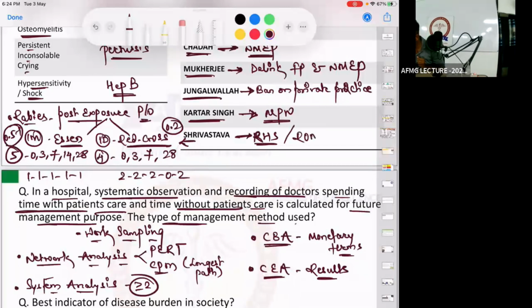They also worked on medical education. Okay, no issues with this. I hope so. At least this much you will remember.